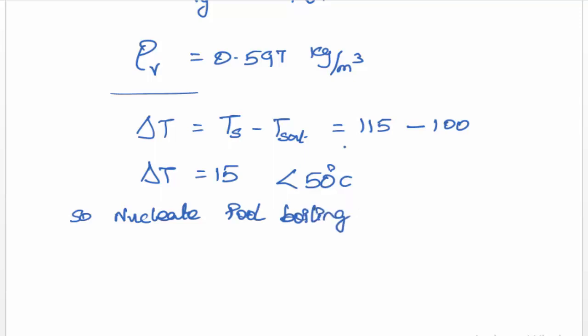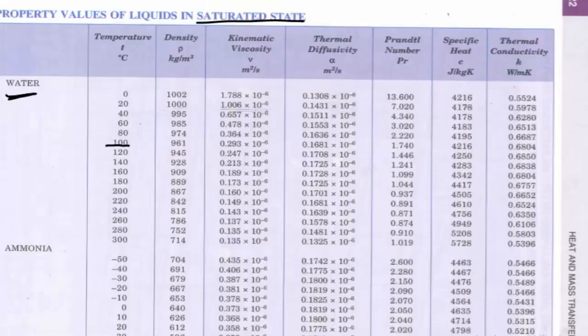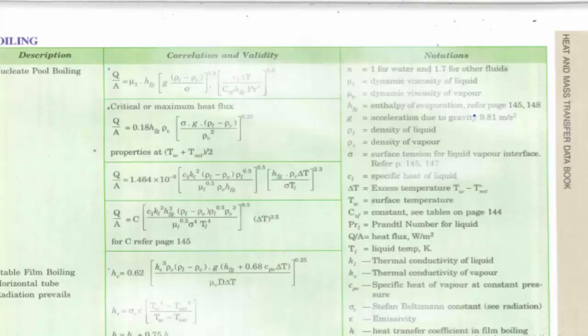Okay, for nucleate pool boiling, just go to your data book. In the data book, at page number 143, the formulas are given for boiling. So here for boiling, two conditions are given: nucleate pool boiling and film boiling. So if del T is less than 50 degrees Celsius, just take all these formulas. If the del T is greater than 50 degrees Celsius, you have to take all these formulas.